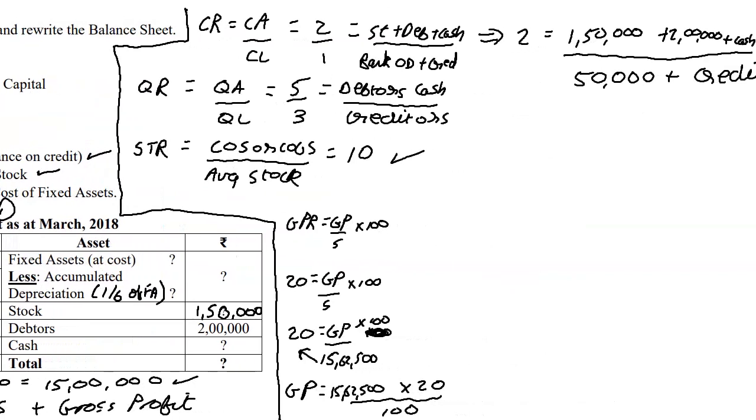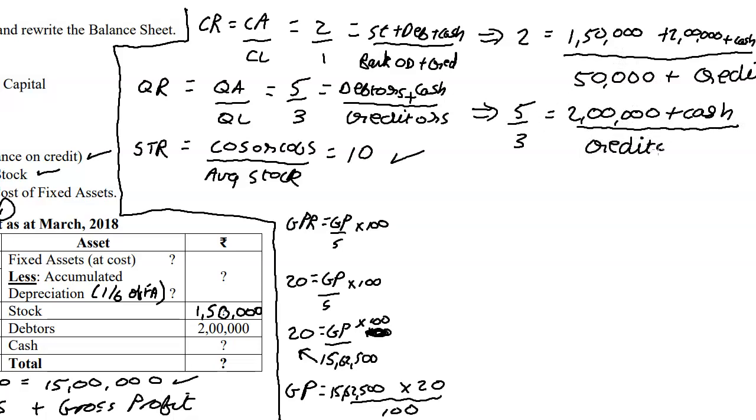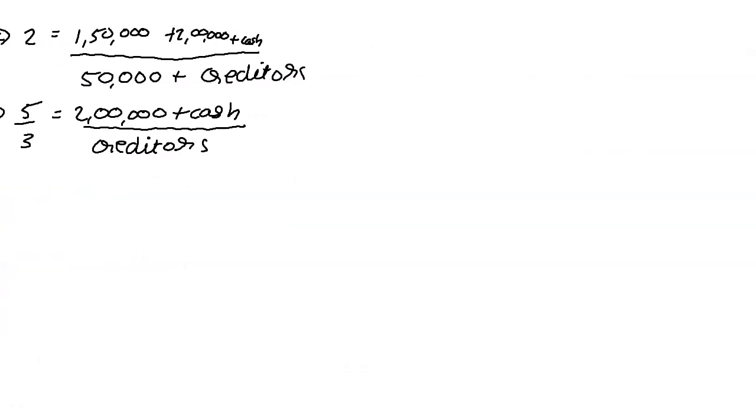And our second equation, we are going to say 5 by 3 is equal to debtors plus cash. Debtors is 2 lakhs, and cash is again unknown, upon the only thing we have this time is creditors, which again is unknown. But I think this is enough data for us to solve simultaneously and get an answer.